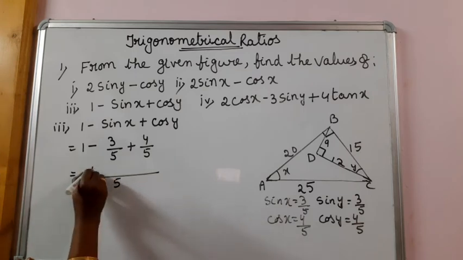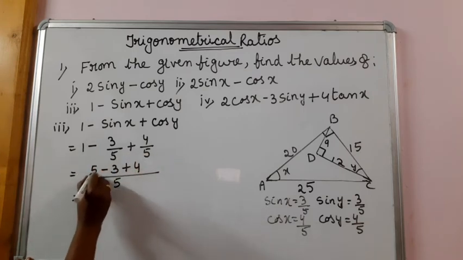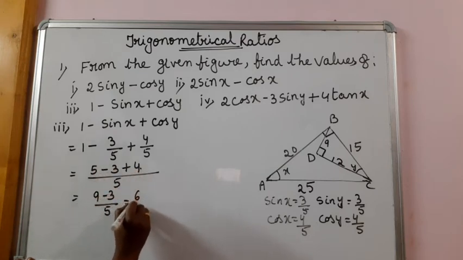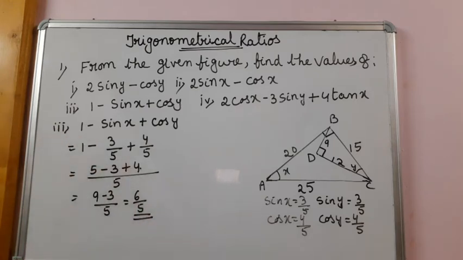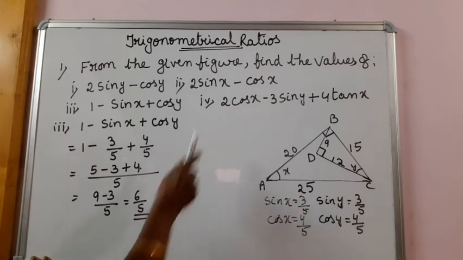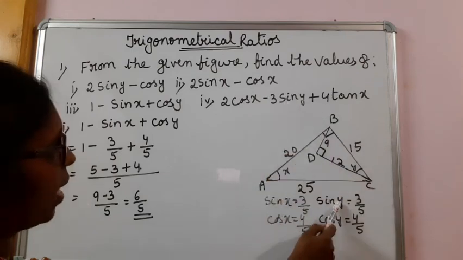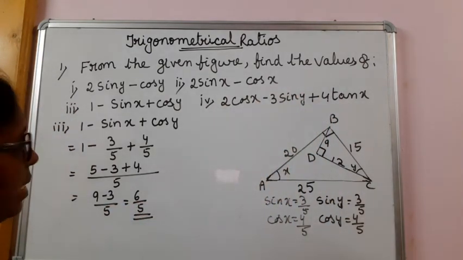LCM is 5. We'll get 5 minus 3, here 4. 5 plus 4 is 9 minus 3 by 5. That gives you 6 by 5. So our third bit, we got 6 by 5. Okay. Now for the fourth bit, we need cos x, sin y, tan x. So here we have to find tan x.